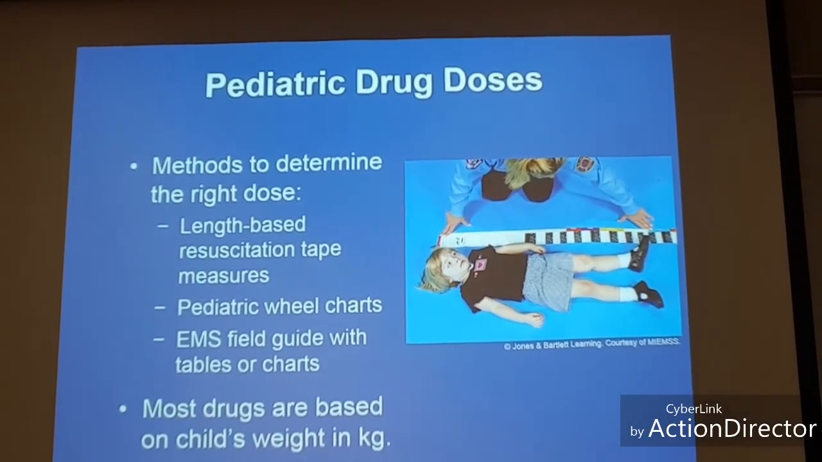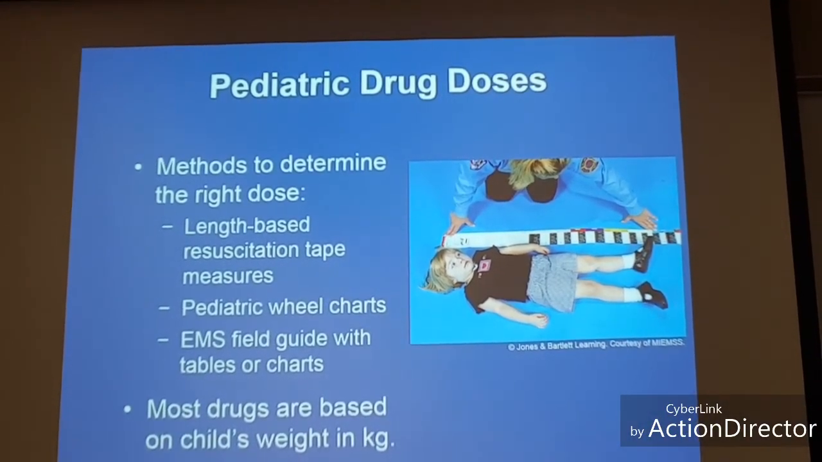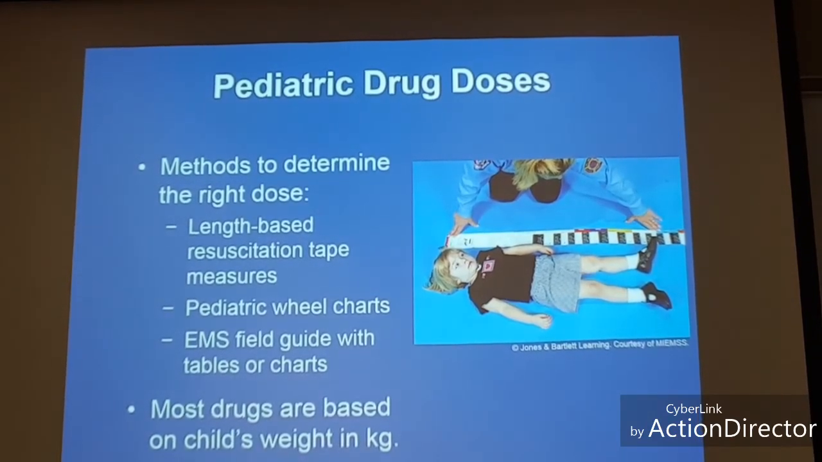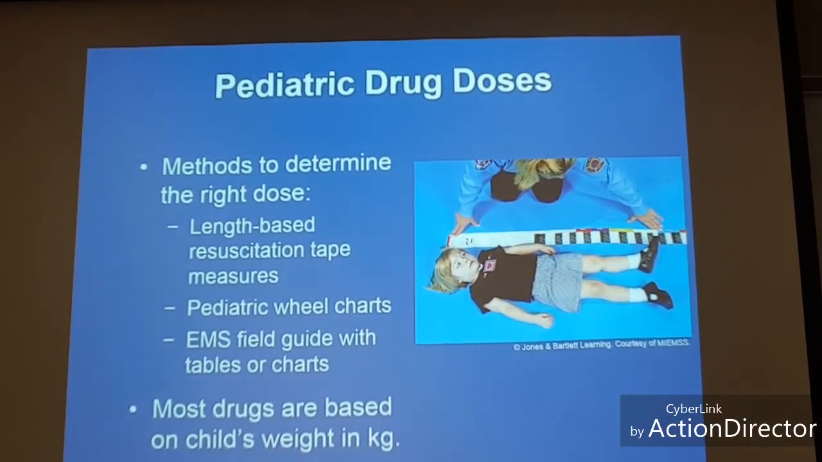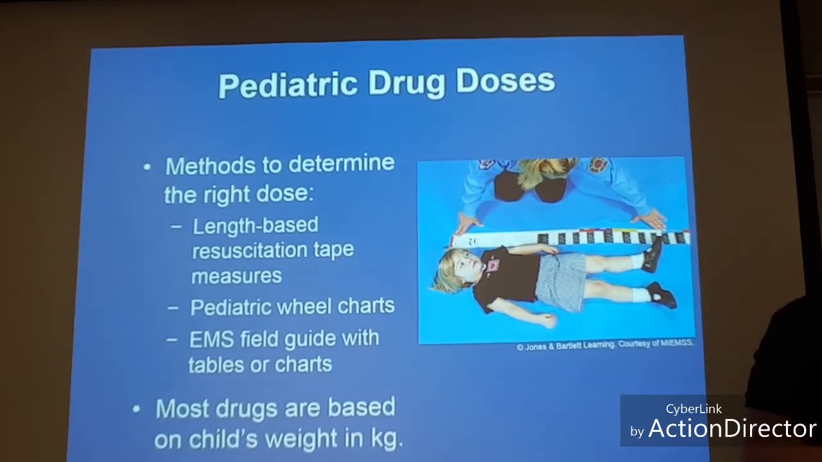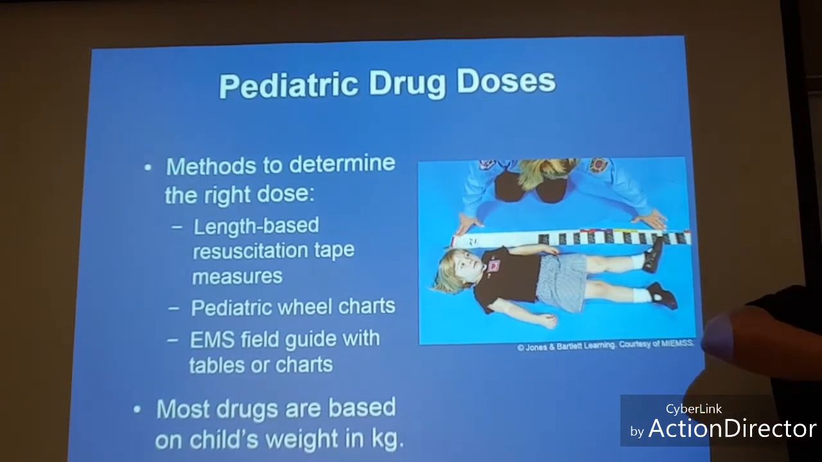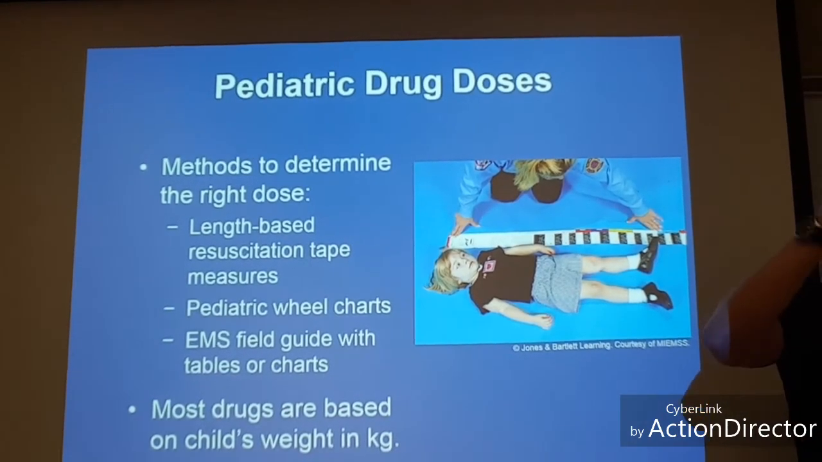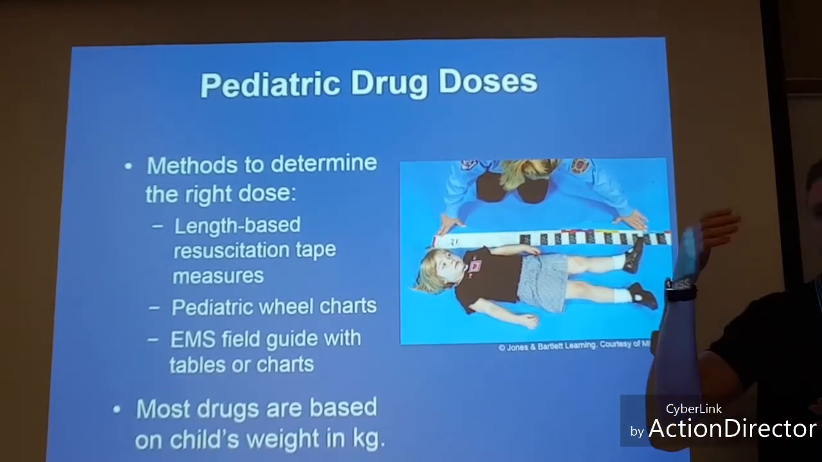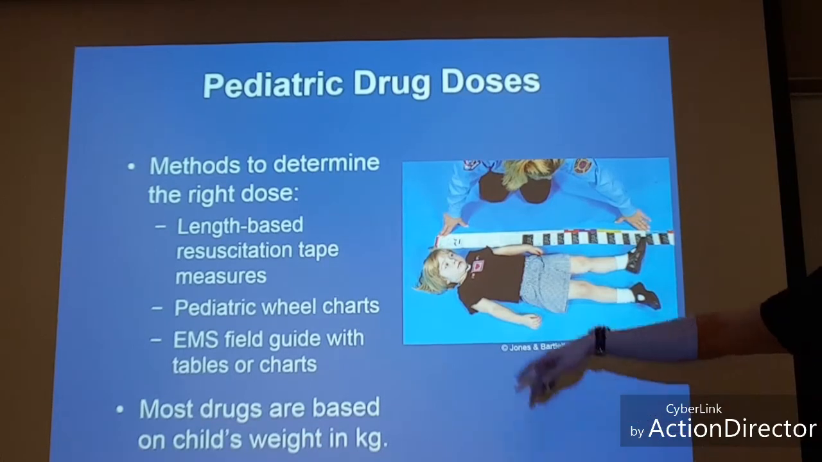All right, so pediatric drug doses. We all don't like kids getting sick or hurt. We have a handy tab here in Pinellas County, where all you have to do is find out how old the kid is, and it tells you immediately. You flip over to that book, and it tells you exactly your dose, exactly how many milligrams you're going to give, whatever the concentration happens to be.